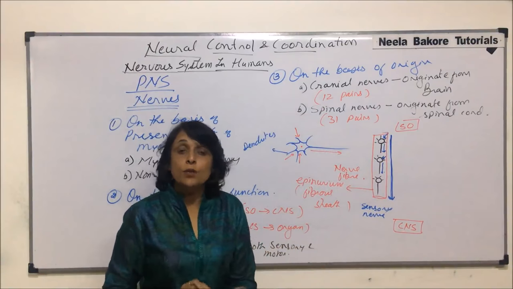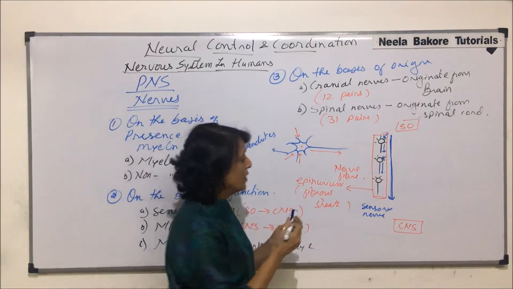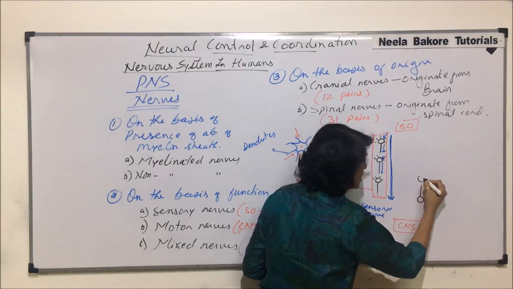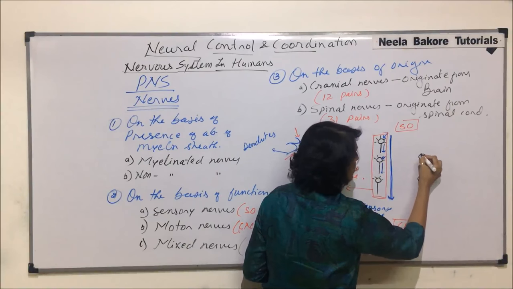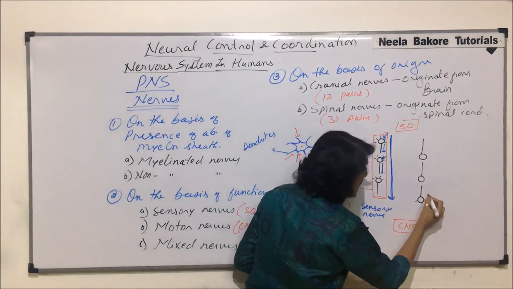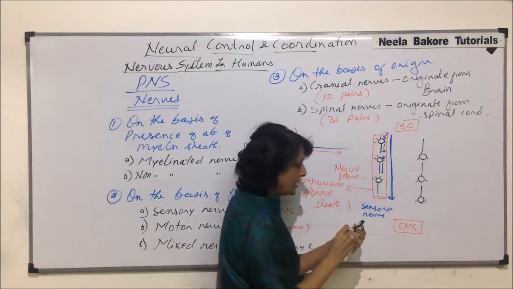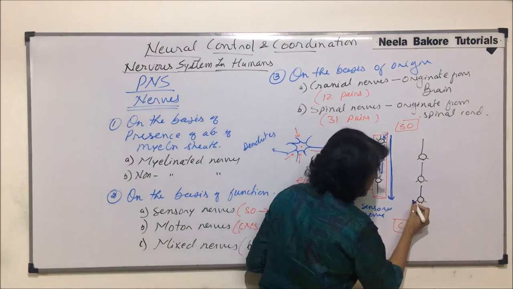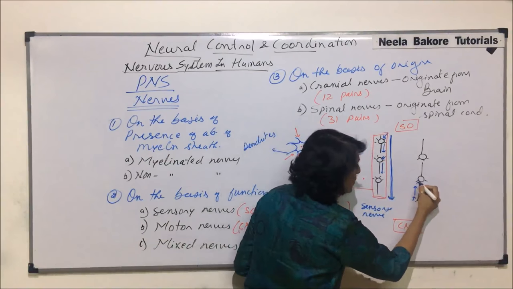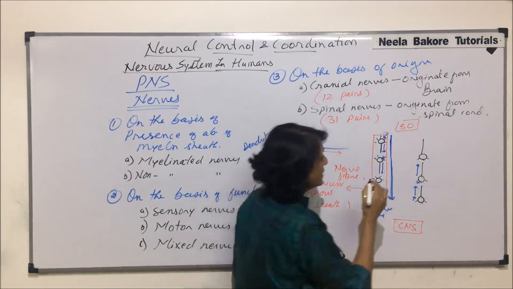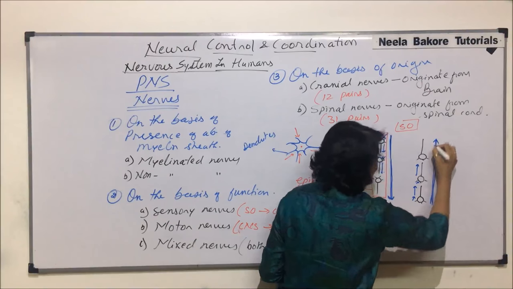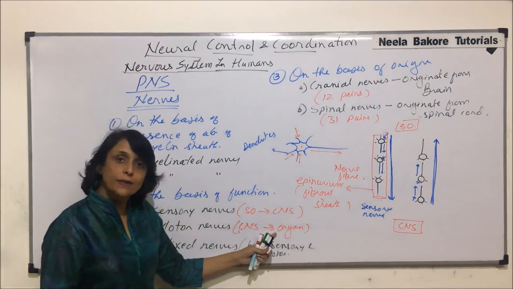If the same neurons are arranged in a reverse manner, let us arrange them like this. So this is cyton, axon, this is the next neuron and its axon, cyton and its axon. Again, same thing. The dendrites are going to collect and give it to the cell body. The axon is going to take it away. Dendrites are going to collect it. The axon is going to take it away. That means the impulse is going to travel in this direction, from the CNS to the organ.